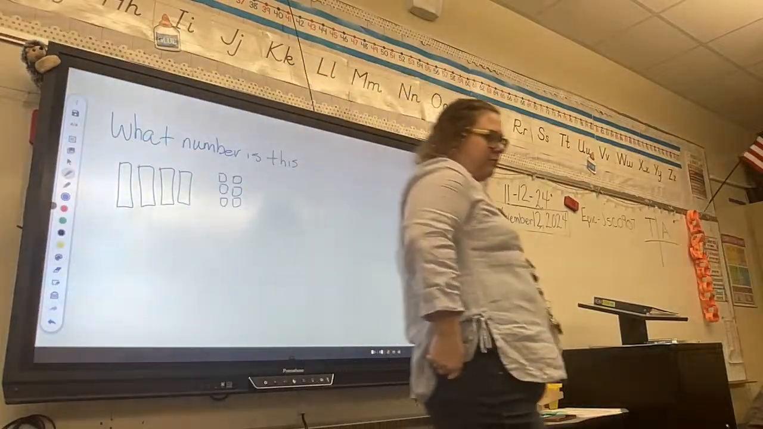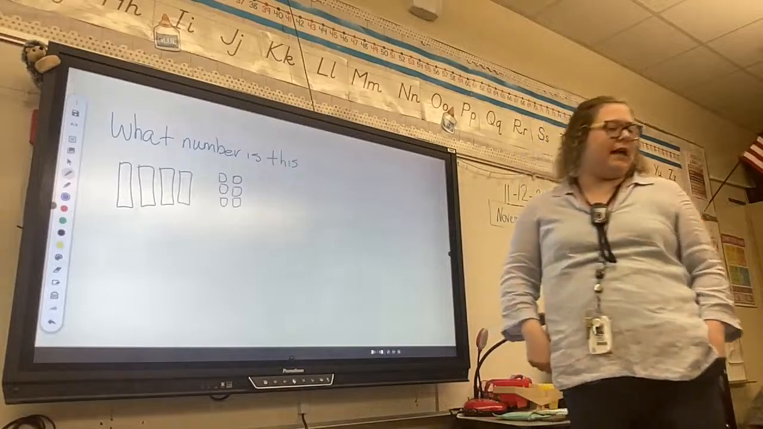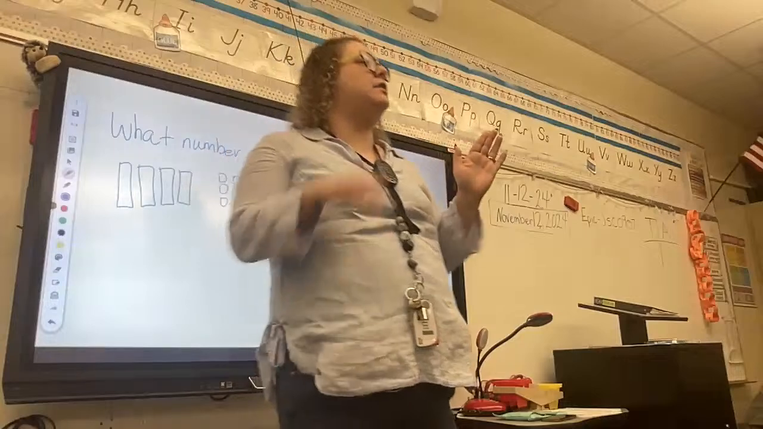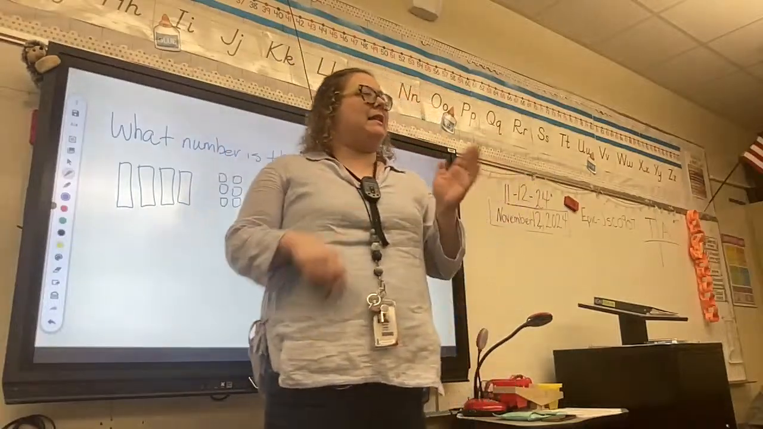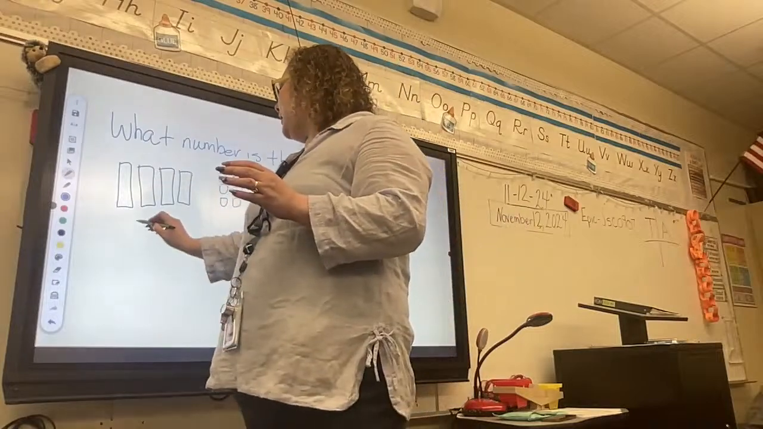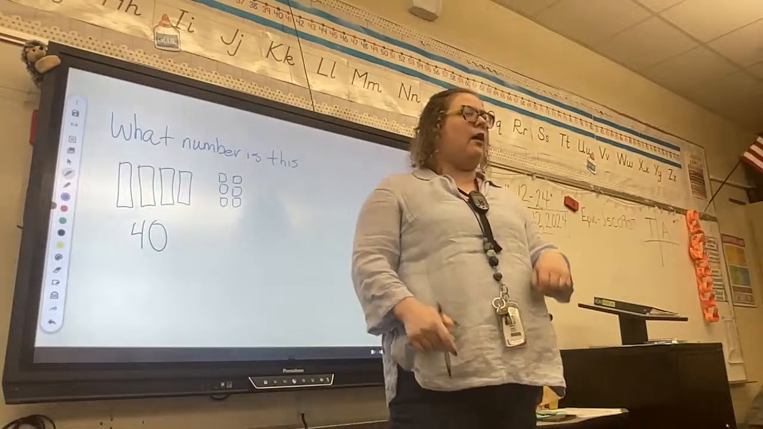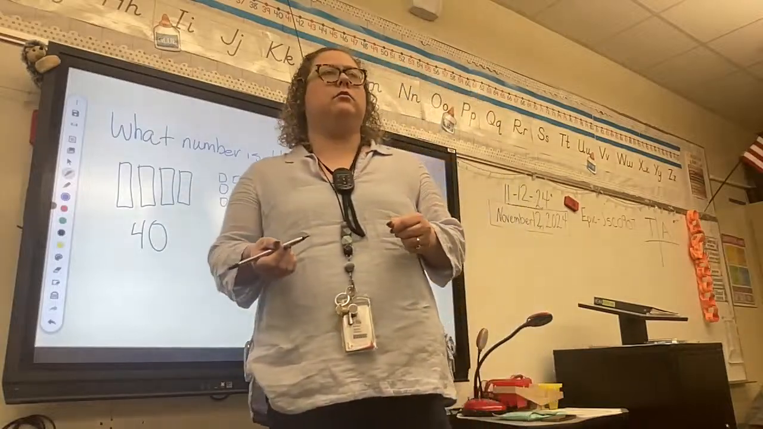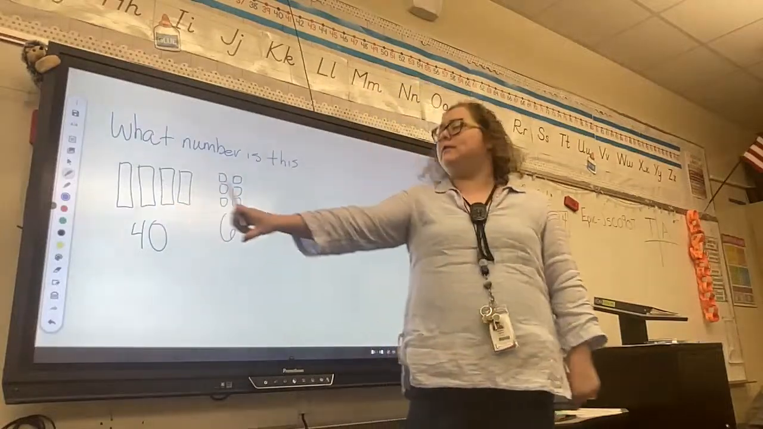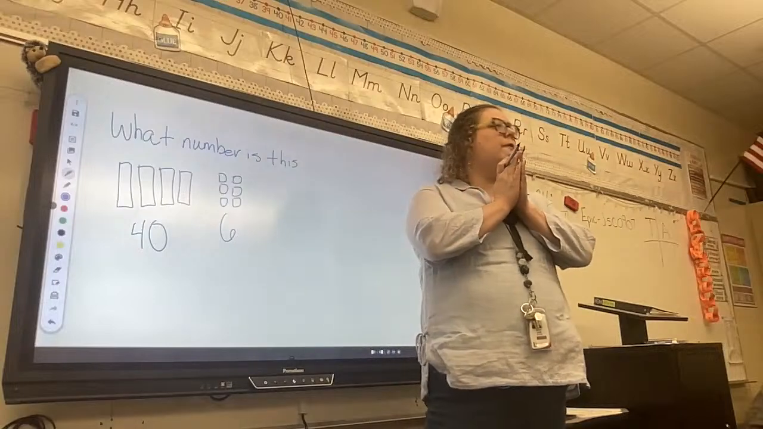All right. So in the first box, it says, what number is this? When we're looking at what number is this, earlier we learned about tens and ones, right? So how many tens do we have? 40 tens, okay? Now, how many ones do I have? 6. So I have 40 tens and 6 ones. If I put it together, 46.